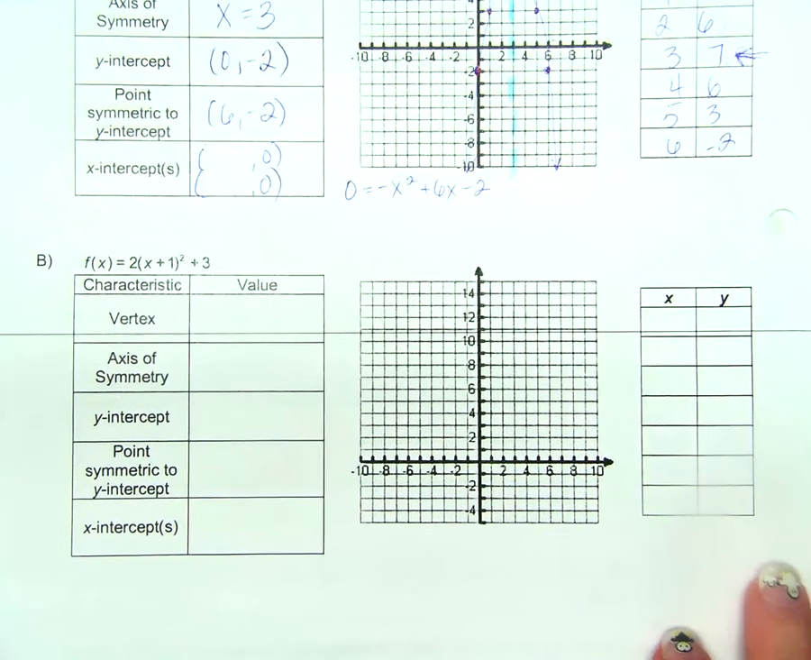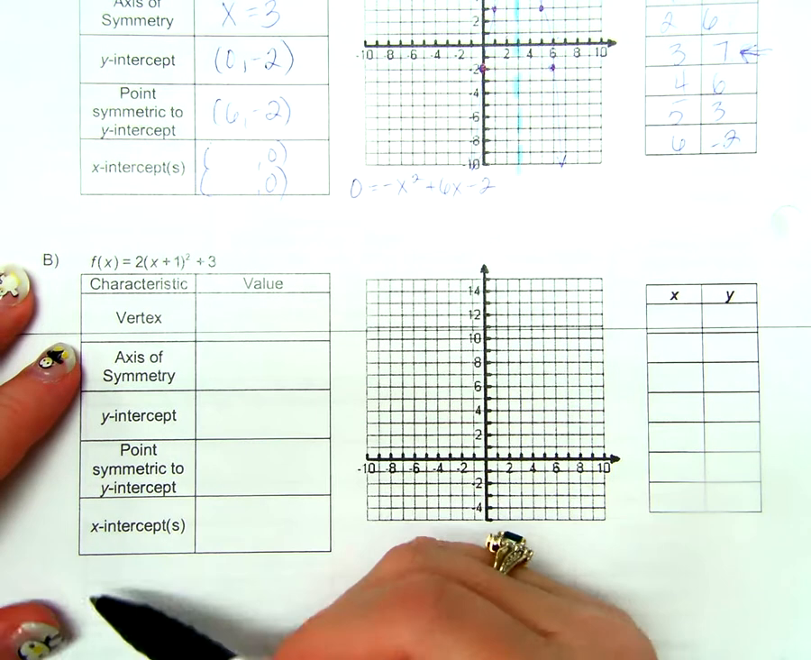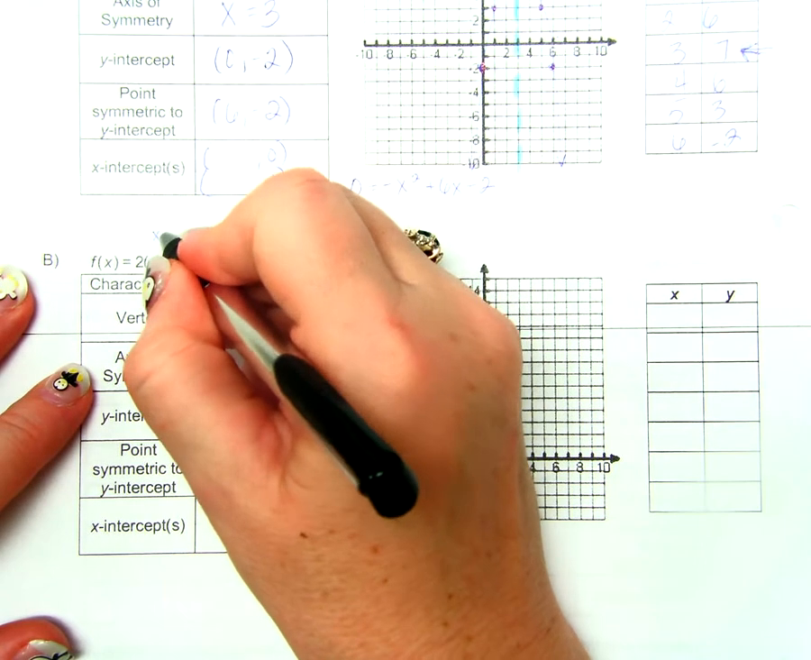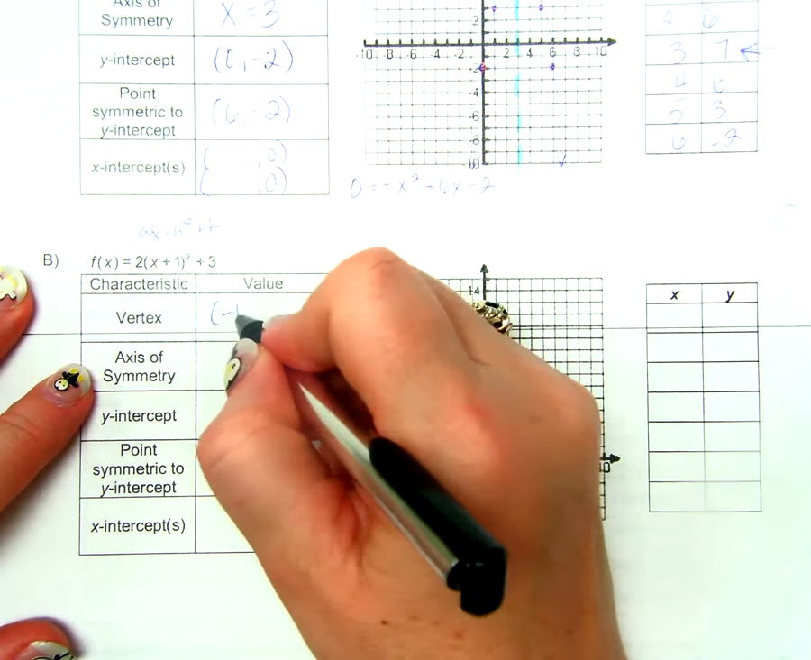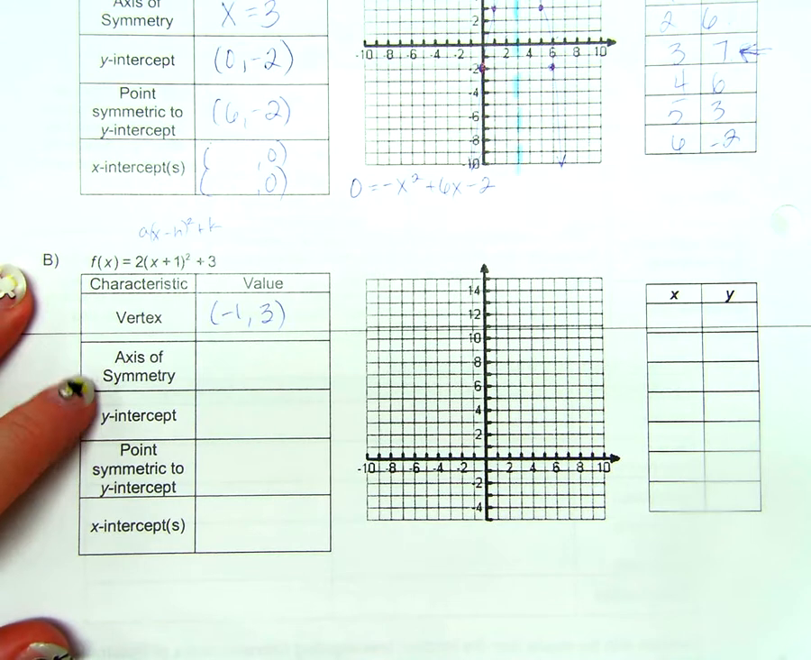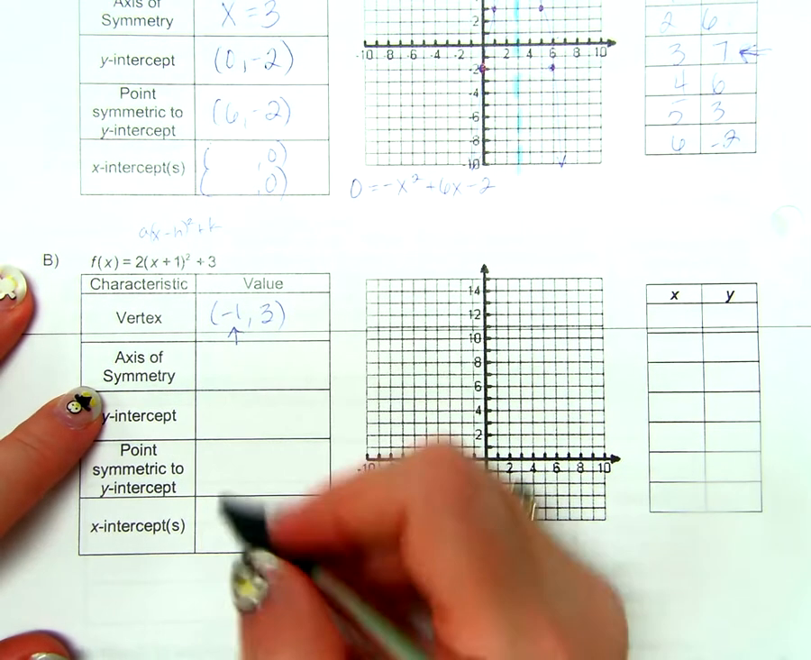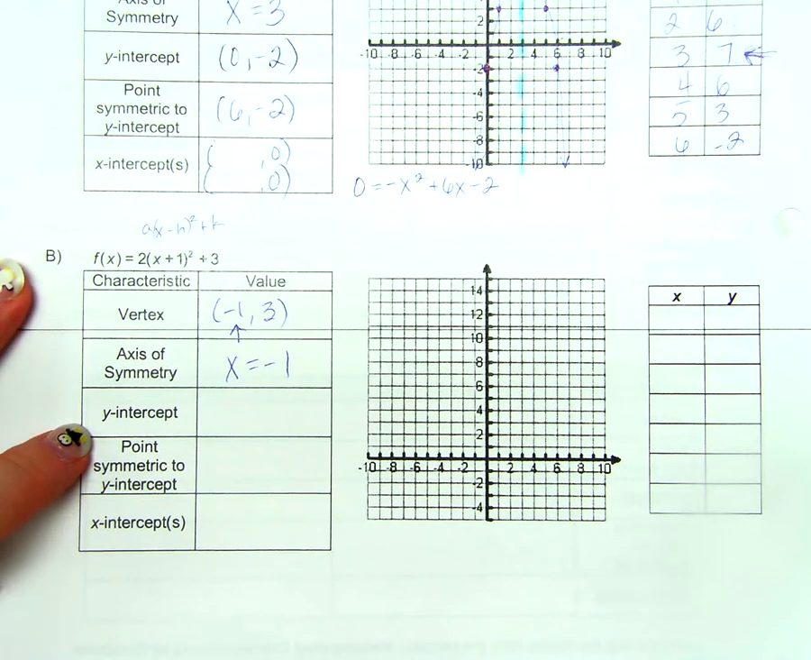Okay? So what about b? How is b different? It's in vertex form, right? It's in vertex form. So the vertex should be super easy for me to find. The vertex is (h, k). What is h? Remember it's x minus h squared plus k? So it's (-1, 3). Very good. Where's my axis of symmetry? x equals -1.